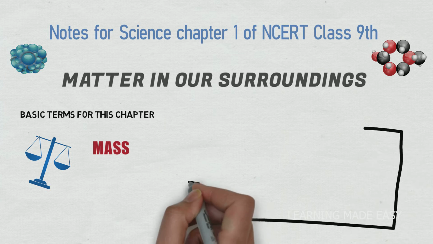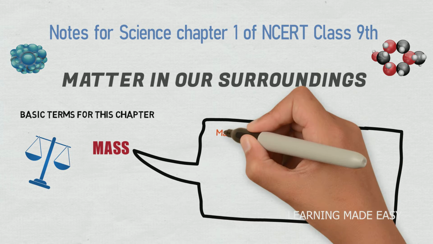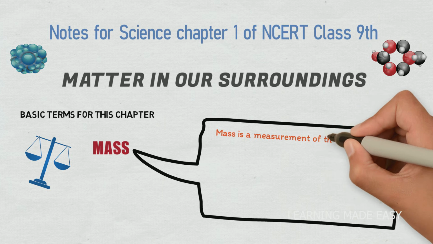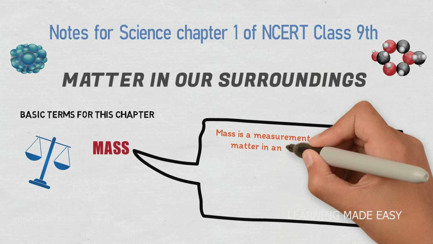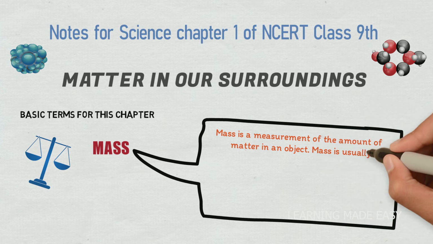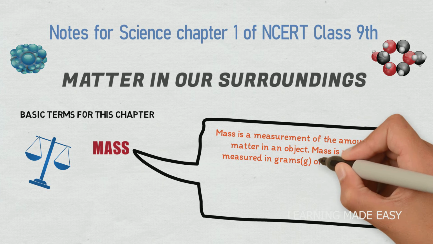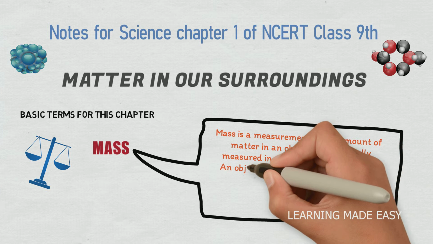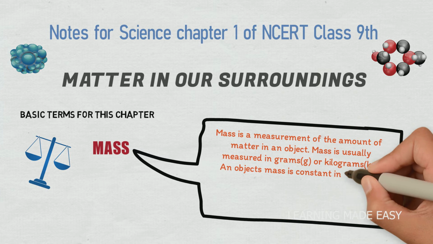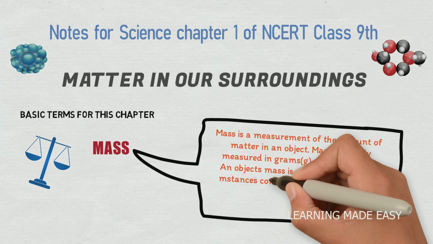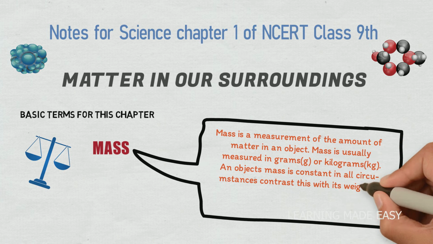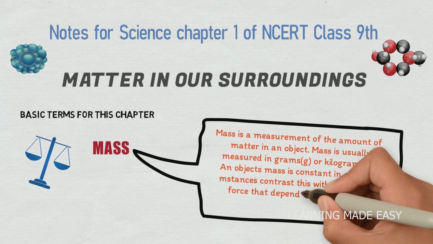Mass. Mass is a measurement of the amount of matter in an object. Mass is usually measured in grams or kilograms. An object's mass is constant in all circumstances. Contrast this with its weight, a force that depends on gravity. Your mass on Earth and the Moon are identical.